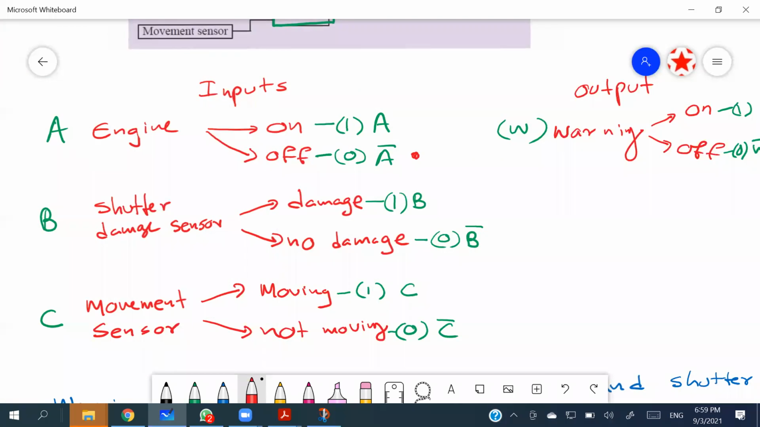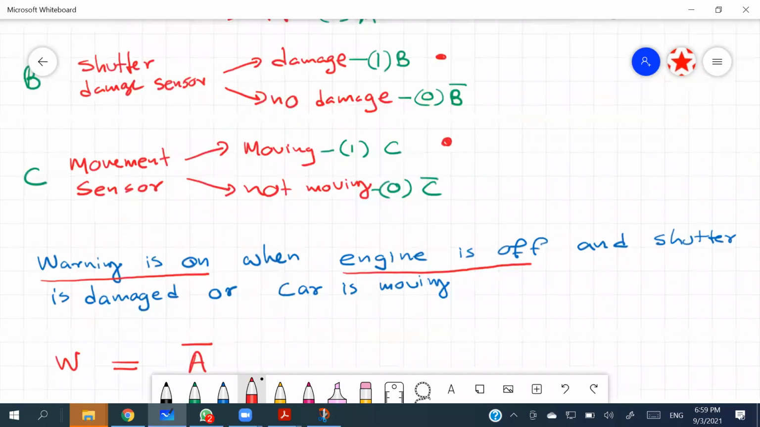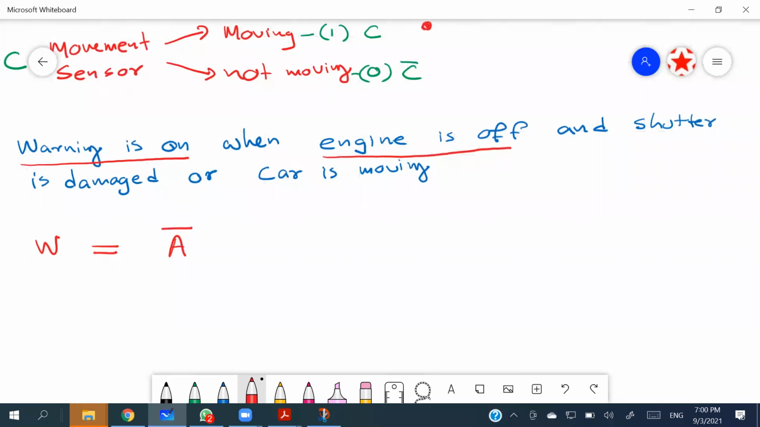And damage to the shutter, which is indicated by B, or car is on the move. Right? So I'm going to say, and damage to the shutter, which means B, or car is on the move, which means C. And if you leave your equation like this, it is going to cause you an error. Now you have to think practically.